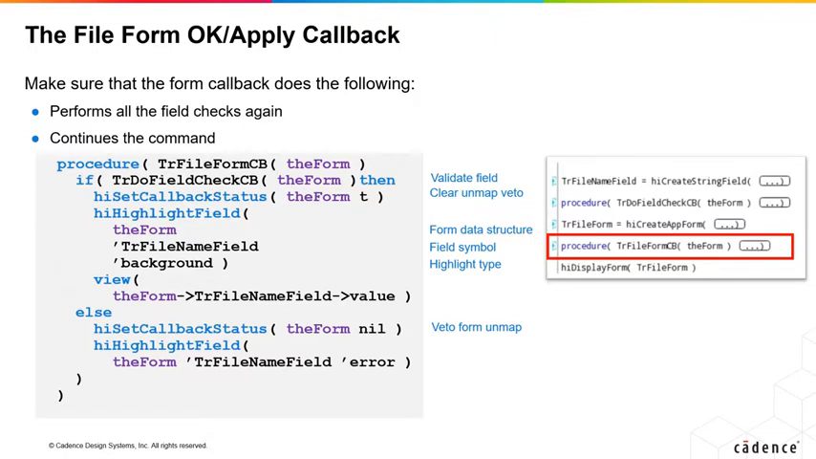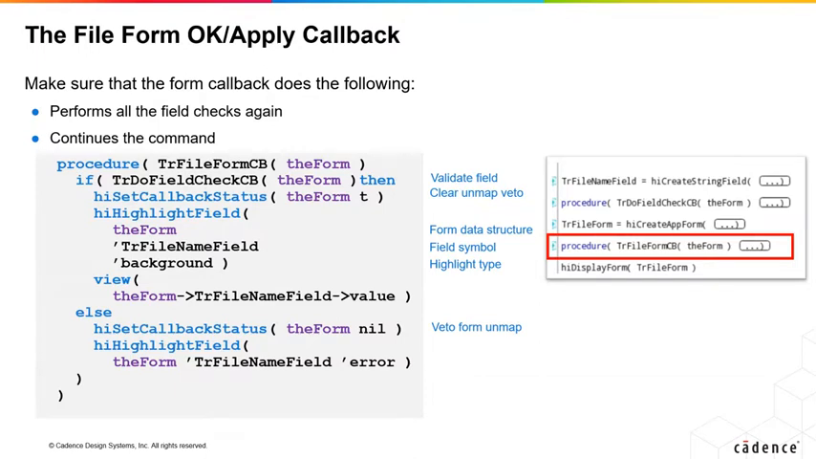Then we're going to, and this looks a little strange, set the callback status of the form to T, the highlight field to background, and then we're going to view the form. The reason we're doing these first couple things, setting the callback status and the highlight field, is mainly from the else branch. Because let's say at some point the user entered an incorrect name and it came back nil. Then we do the else branch, and basically what we want to make sure is that if the user enters an incorrect name, the form does not go away. That would be confusing to the user. They might see a message that said wrong file name, but then all of a sudden the form goes away. So we want to leave the form up.